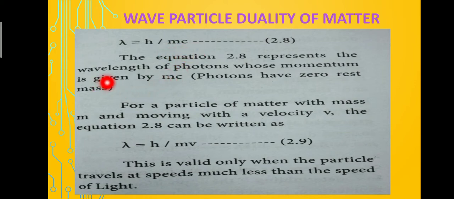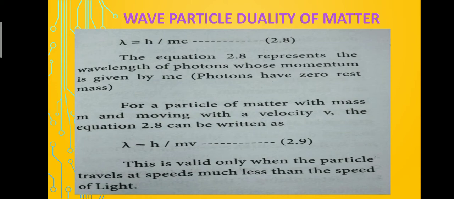Okay, and for a particle, this momentum can be written as m into v. This is valid only when the particle travels with a speed much less than the speed of light. And this equation is applicable only for a microscopic particle, and we cannot find out the wave character of a macroscopic particle, because the wave character for a macroscopic particle is negligible. For a microscopic particle we cannot neglect the wave character.